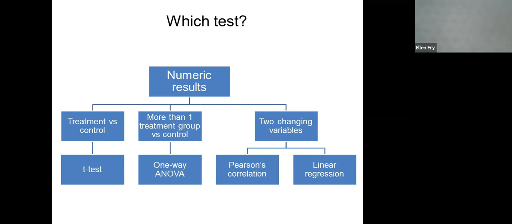ANOVA for short. We can also have situations where we want to look at 2 continuous variables that change together. For example, we might want to see if body length and weight of a snub-nosed monkey population are related. If they do not directly impact each other, but we think they might be related, we would choose Pearson's correlation tests. If one does impact the other, we would use linear regression. I'll go into these in a little more detail in this lecture.